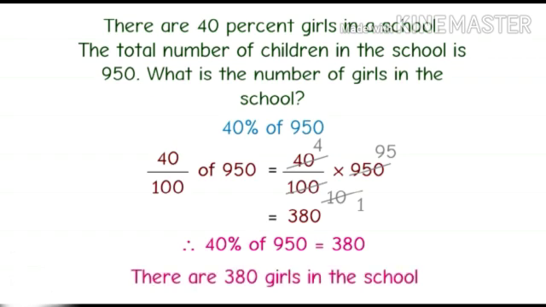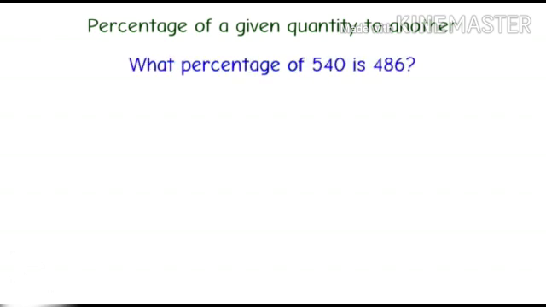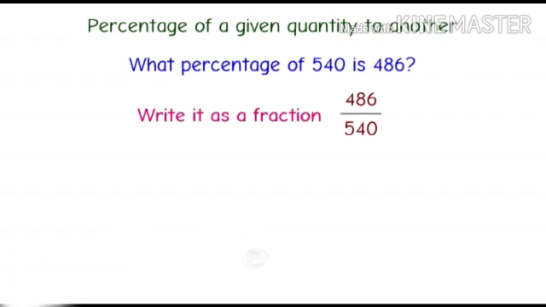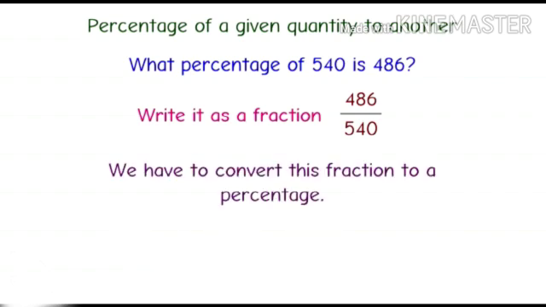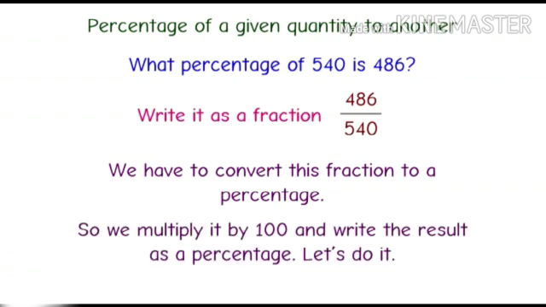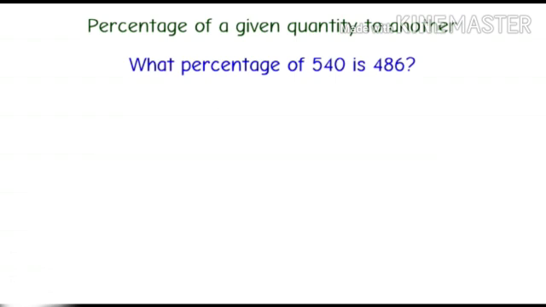Next, percentage of a given quantity to another quantity. What percentage of 540 is 486? Write it as a fraction. 486 by 540. We have to convert this fraction to a percentage. So, we multiply it by 100 and write the result as a percentage. Let us see. 486 by 540 into 100. We are converting into percentage.